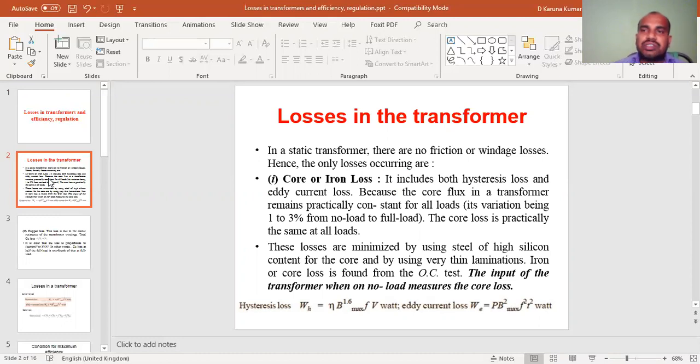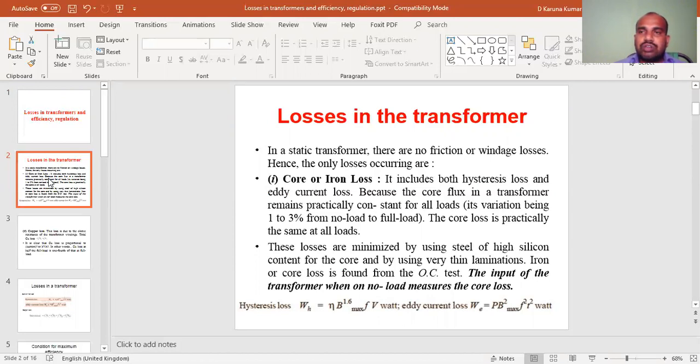The core losses or iron losses include both hysteresis and eddy current losses. These losses occur because the core flux in a transformer remains practically constant for all loads. The core losses are practically the same at all loads: no load, full load, and one-fourth or three-fourths load. At each and every load, the core or iron losses are the same.